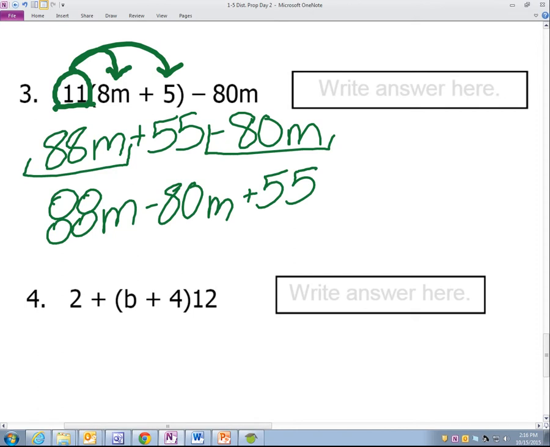So we combine those two. What do you have as the answer? 8m plus 55. We had 88 m's. Someone's like, hey, give me 80 of your m's. And we're like, okay. So now you only have 8 m's left. Fine. Take my m's.